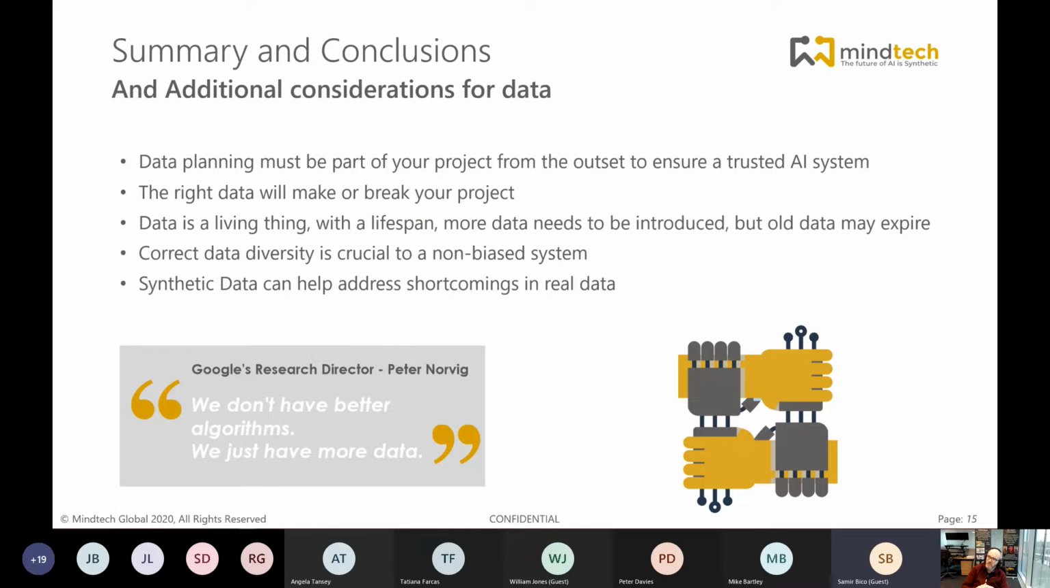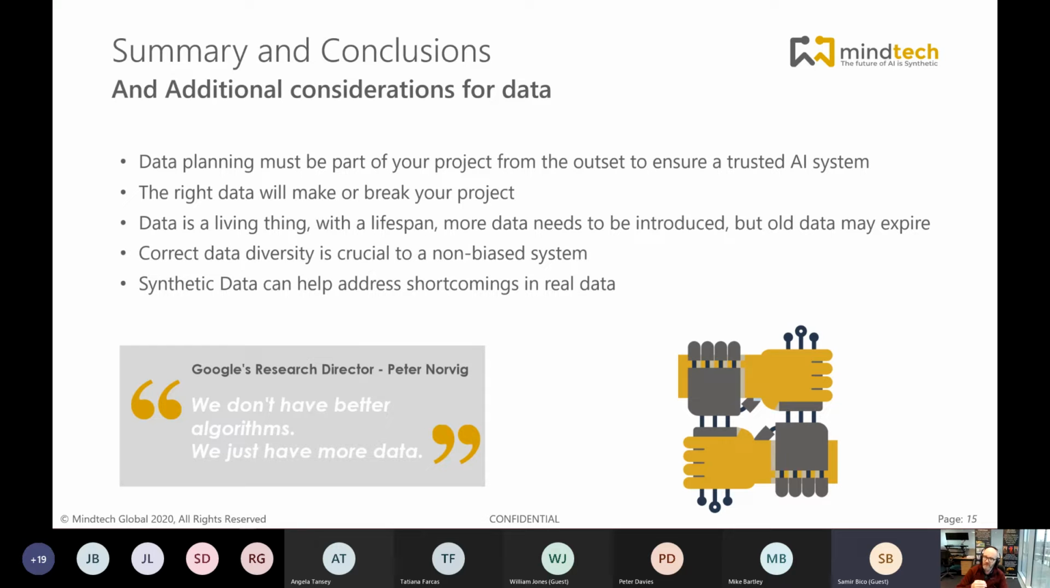So just in conclusion, you have to be planning for data from the outset of your project. All too often we see people out there who are creating AI systems for whom data is an afterthought. It needs to be thought of right at the outset because it really will make or break your project. A lot of engineers out there spend significant amounts of their time trying to find that right data. It is a living thing.